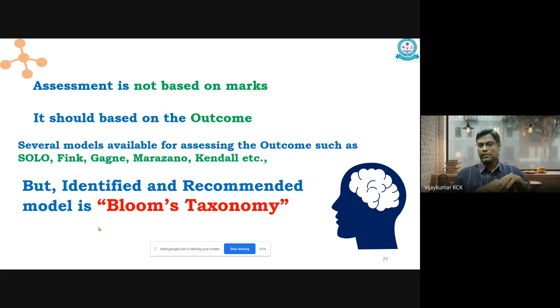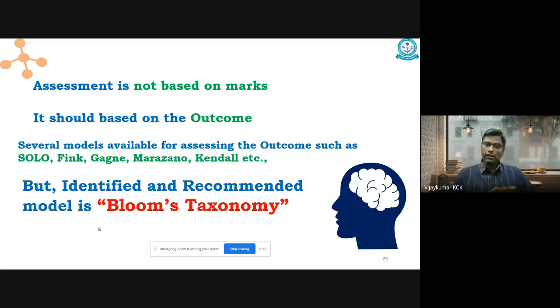There are several methods. It is not only Bloom's taxonomy. Of course, Bloom's taxonomy was described and made open to the public in the year 1956, almost 66 years back. This particular technology was introduced and spread across the entire globe. Apart from this, there are SOLO, Fink, Gagné, Marzano, Kendall.